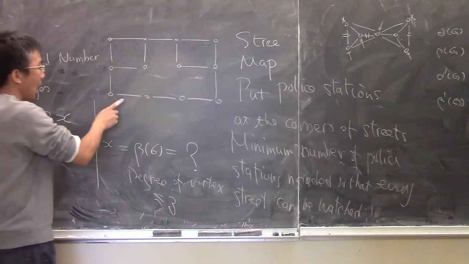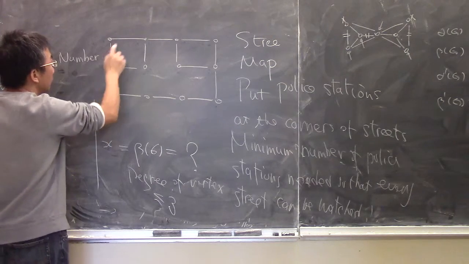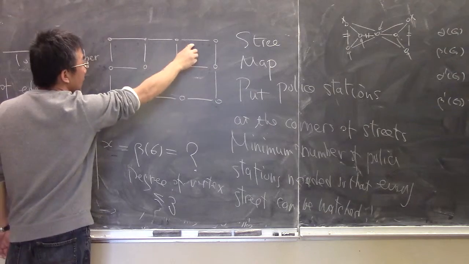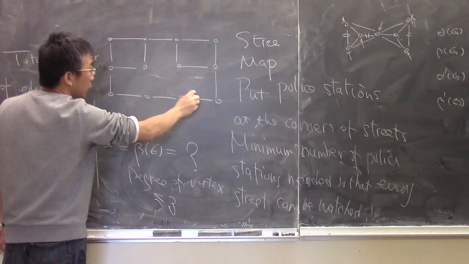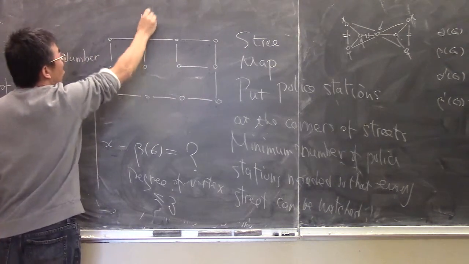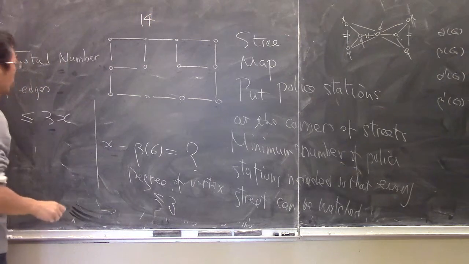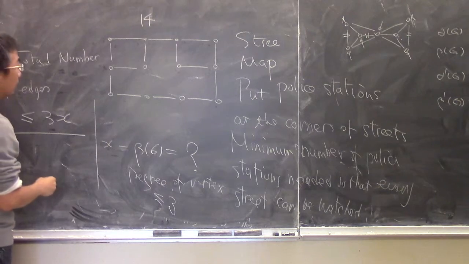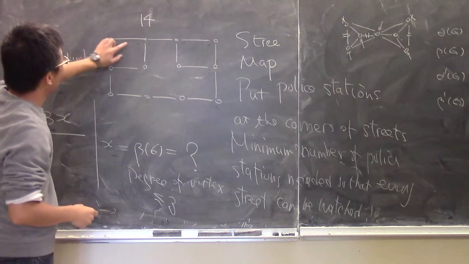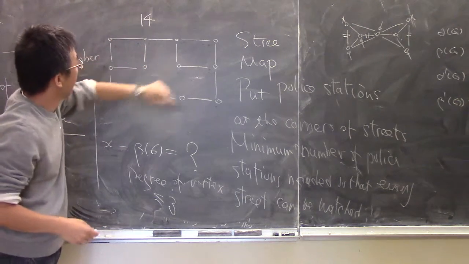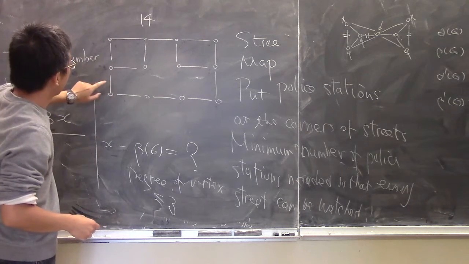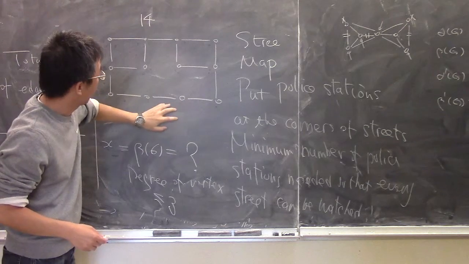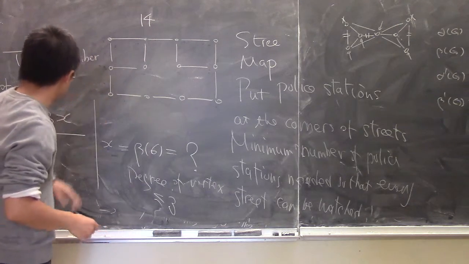So let me count how many edges I have. 1, 2, 3, 4, 5, 6, 7, 8, 9, 10, 11, 12, 13, 14, right? So altogether I have 14. Let me double count. 1, 2, 3, 4, 5, 6, 7, 8, 9, 10, 11, and then 12, 13, 14, yes.